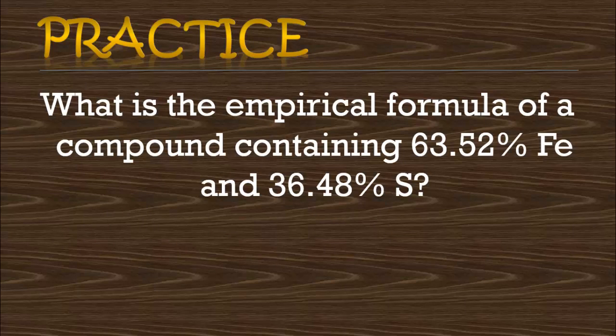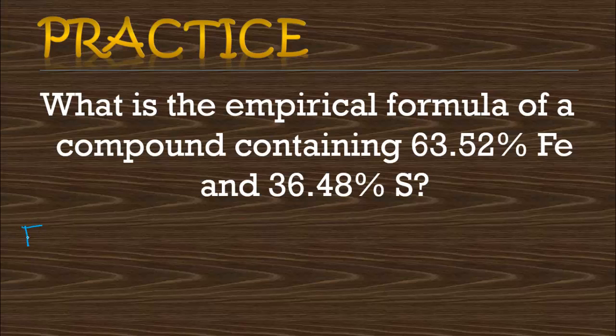So we want to find the empirical formula of a compound that contains 63.52% iron and 36.48% sulfur. First thing you want to do is change your percents into grams. And remember, we don't know how much is there, so we assume it's 100, so all we have to do is change our percent signs to grams.